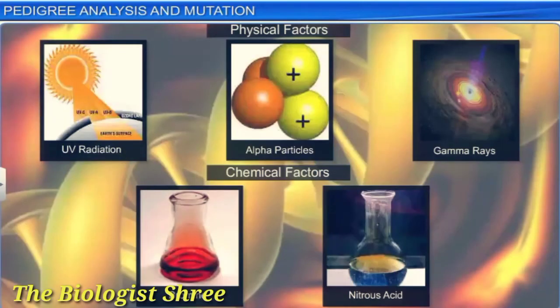There are several physical and chemical factors that change the genetic structure or that induce mutations. These factors are known as mutagens. UV radiation, gamma rays, alpha particles, bromine and nitrous acid are some mutagens that cause changes in the genetic structure.